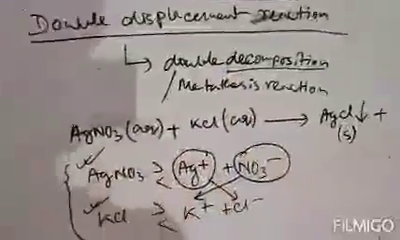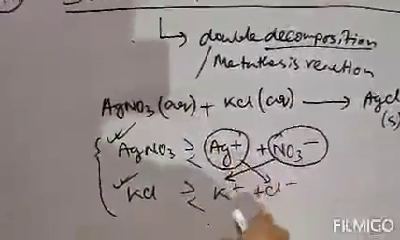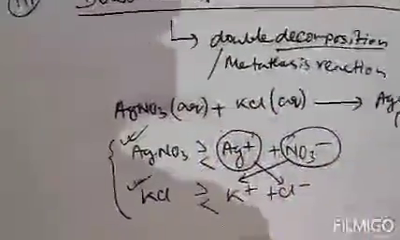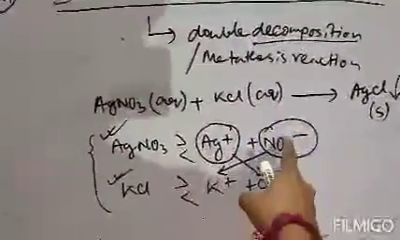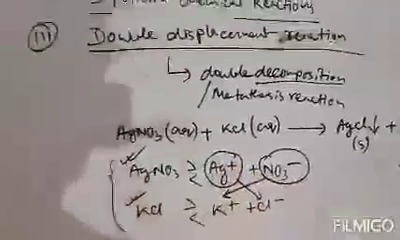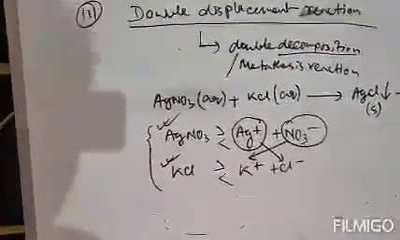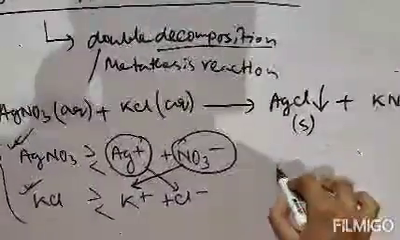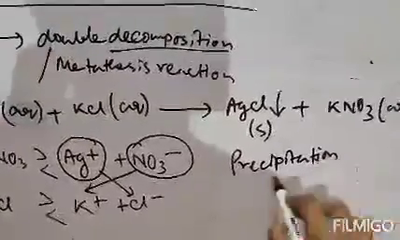And double displacement, why? Because Ag takes Cl minus ions, which is one displacement, and NO3 then takes K plus, which is the second displacement. That is double displacement reaction. Clear? Or it is termed as metathesis reaction. It can also be termed as a precipitation reaction.